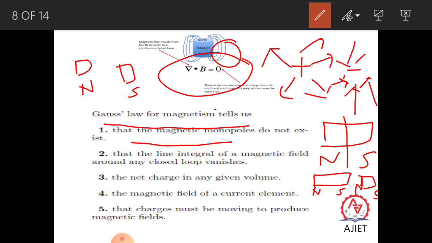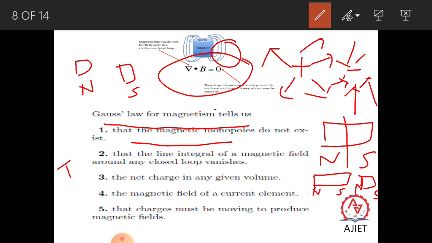The net charge in any given volume is also given. The law also gives the magnetic field of any current element. From that you can calculate the magnetic field due to a current carrying element, just like the Biot-Savart law. The charges must be moving to produce the magnetic field. So whenever there is a movement of electric current, it gives you the magnetic field.